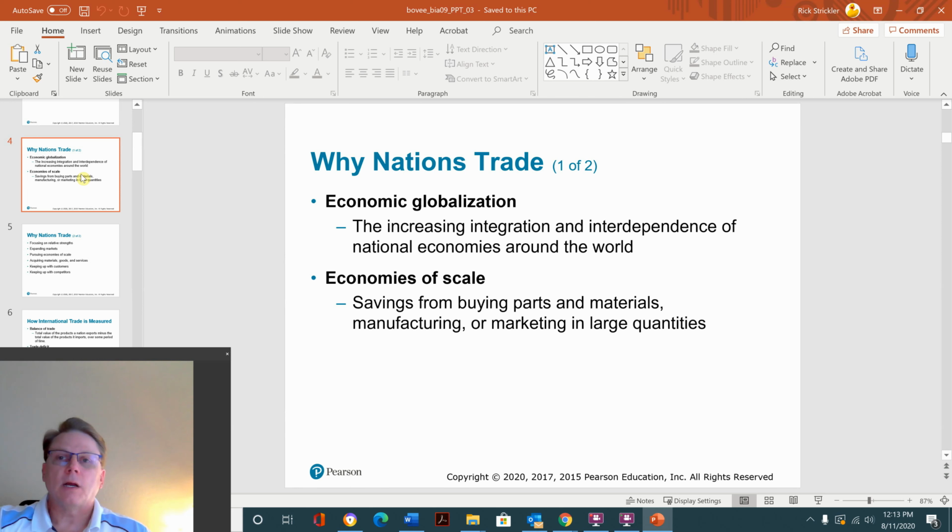products in. Economic globalization is the increasing integration and interdependence of national economies around the world. Economies of scale, saving from buying parts and materials, manufacturing and marketing in large quantities. This is why Apple doesn't produce anything. Almost all of Apple's products are produced in Asia, most in China, because it's saving them a great deal of money by doing that instead of manufacturing them in the United States.